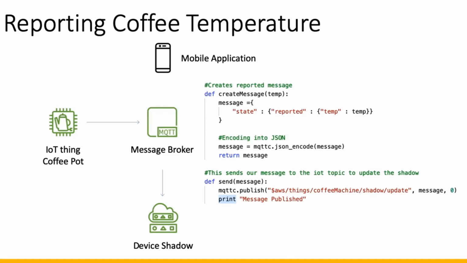As you can see in the Python code, I have a message that is publishing to the shadow update topic, which is the topic that can update the device shadow. How it updates this device shadow is by changing the reported state on the device shadow.